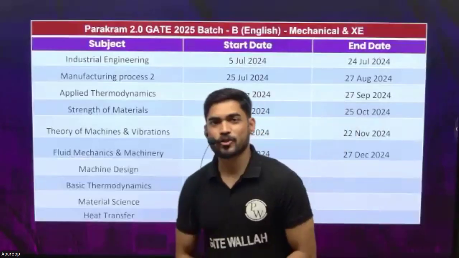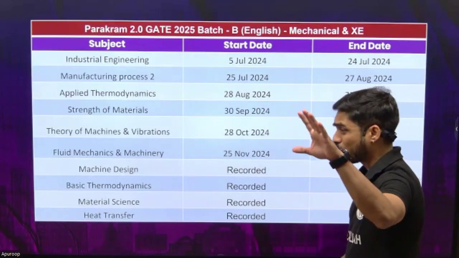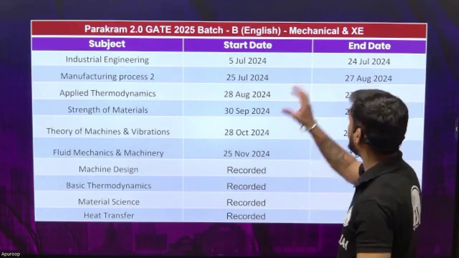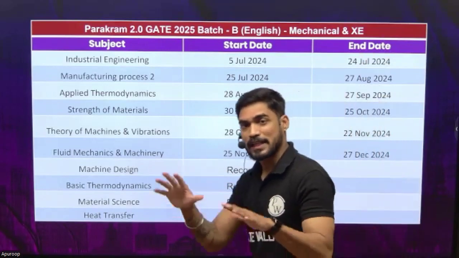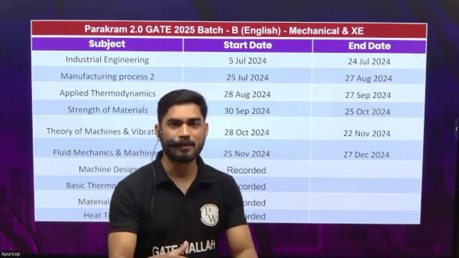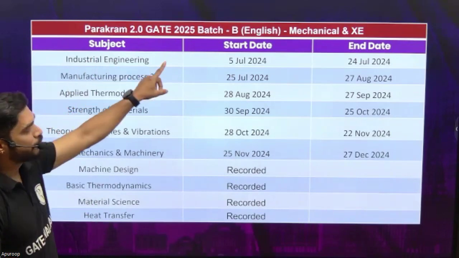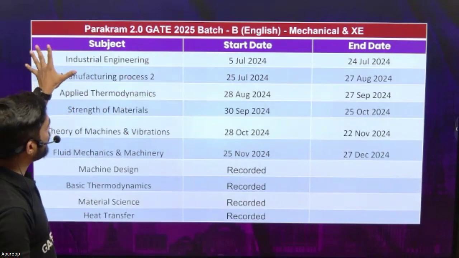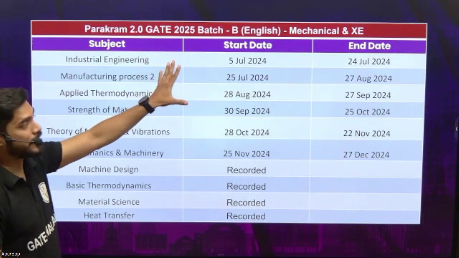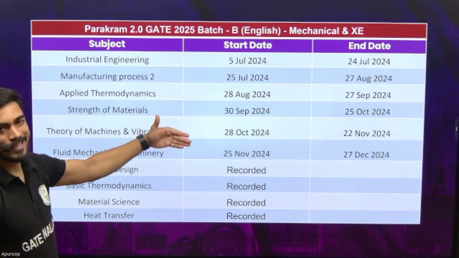Thank you, sir. So let's cover the yearly planner of mechanical. Now, let me tell you, this batch is not only for GATE mechanical, but also for GATE XE. So all the extra topics that are there in GATE XE, but not in GATE mechanical, will be covered. So you don't need to worry about that. Now, your classes will start from 5th of July. And the first subject that we are starting is industrial engineering. After that, manufacturing processes. And then you can see the entire list of the subjects.